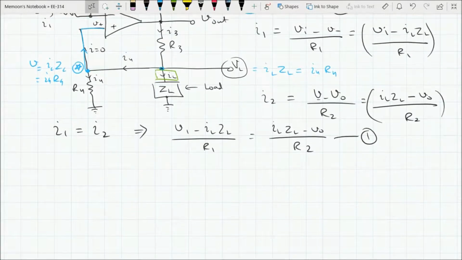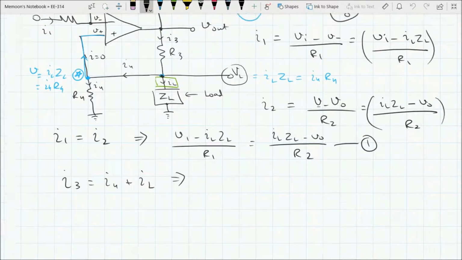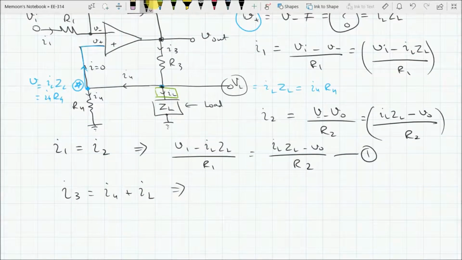Now coming to I3 and I4. As no current is flowing through this, I4 is the current passing through R4, and I3 is being divided into IL and I4. So at this point, if we apply the KCL, we find out that I3 is equal to I4 plus IL. This implies, what is the value of I3? I3 is V out minus VL over R3.